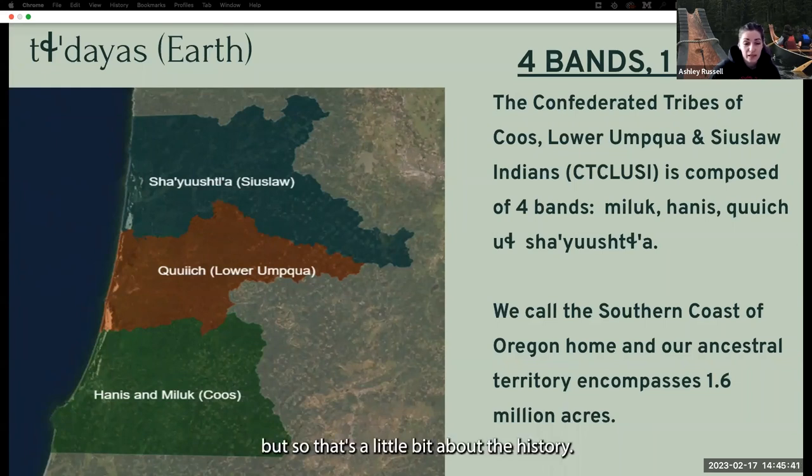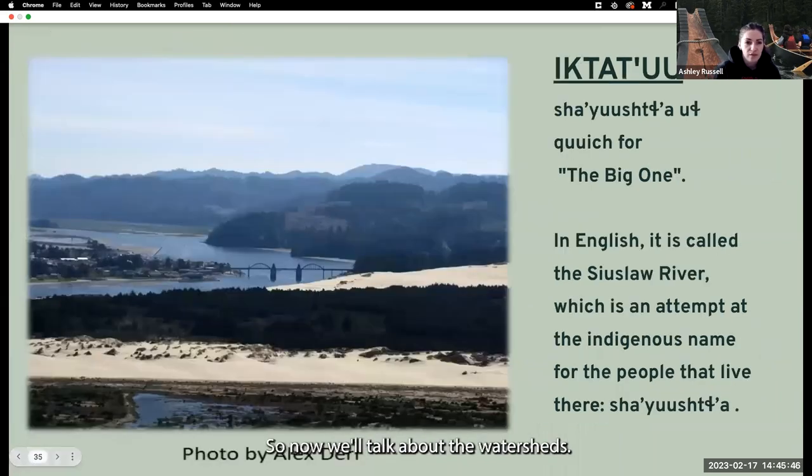So that's a little bit about the history. Next slide, please, Nick. So now we'll talk about the watershed. There's three watersheds within the 1.6 million acres. The first one is the Siuslaw. It's called Iktatu, which means the big one. And it's Siuslaw Ulkwich, which means Siuslaw in Lower Umpqua for the big one. In English, it's called the Siuslaw River because people can say Siuslaw.